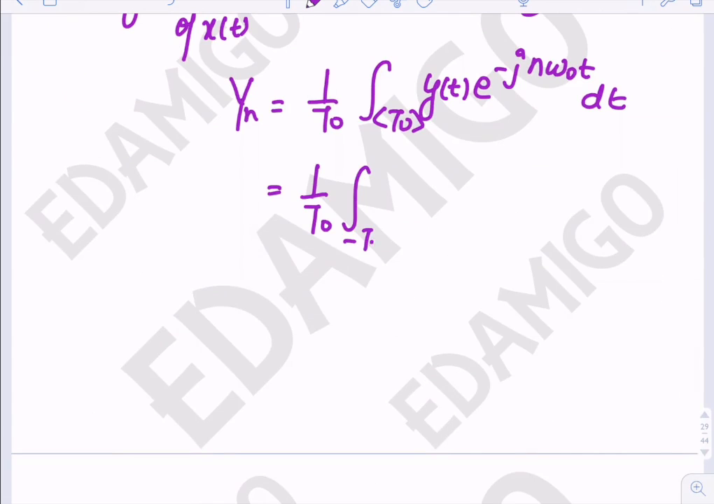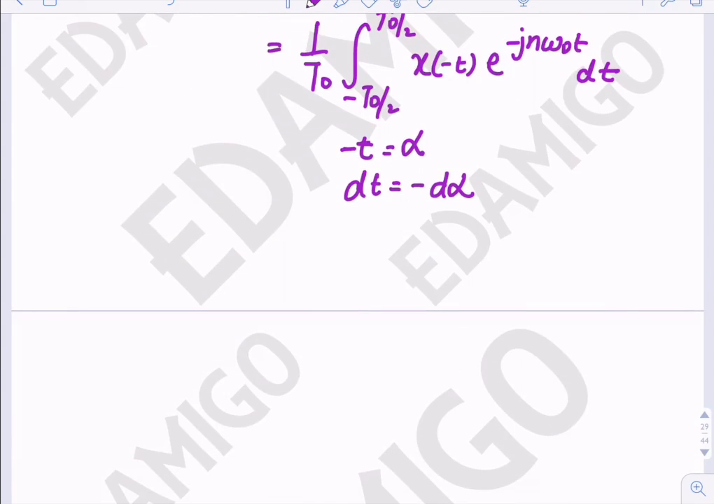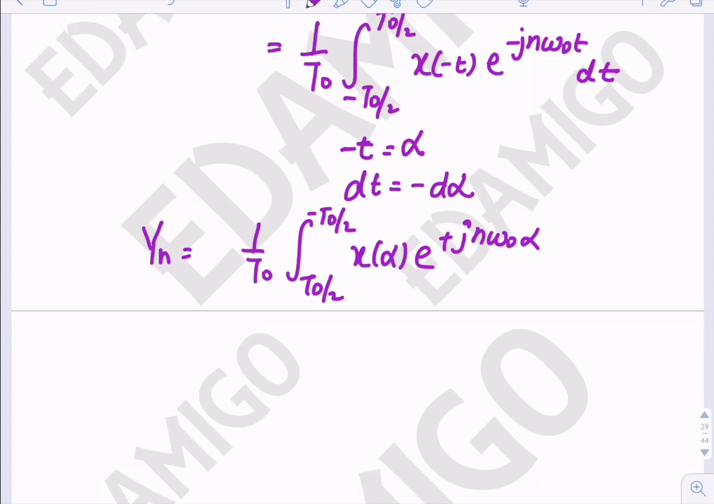So let us say we are integrating from minus T naught by 2 to T naught by 2, x of minus t, e to power minus j n omega naught t dt. Let us say minus t is equal to alpha, so dt is equal to minus d alpha. So this yn will be equal to 1 upon time period, integration from T naught by 2 to minus T naught by 2, x of alpha, e to power plus j n omega naught alpha, minus d alpha. So we put a minus sign here with d alpha. Now this minus sign is used to interchange the limits.